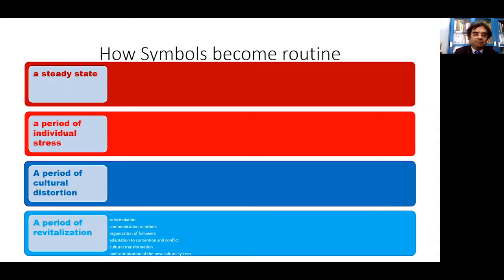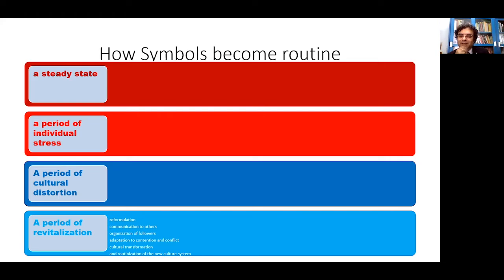This is how symbols basically become routine. First, it gets into what we call a steady state. And when you look at a symbol, you cannot understand what it is. Remember, when we were children, we were taught the periodic table. I think still some of us would be confused as to where what is. It was for us a steady state. Then we had to learn where what was.